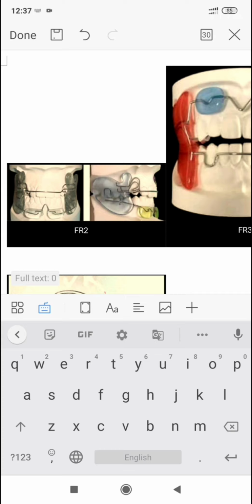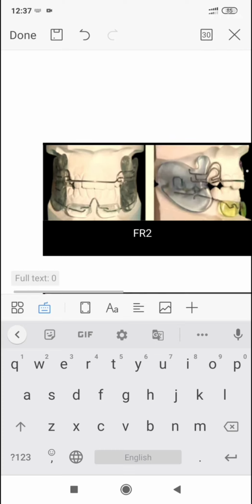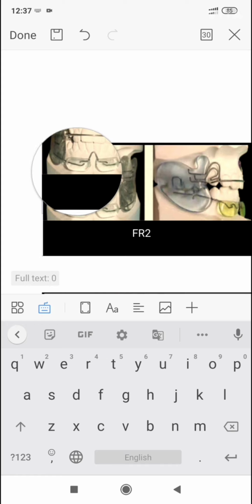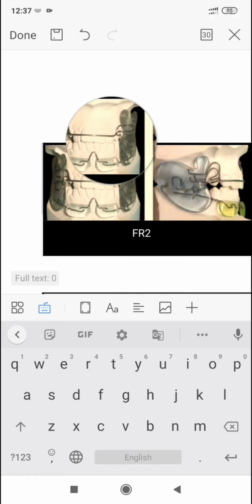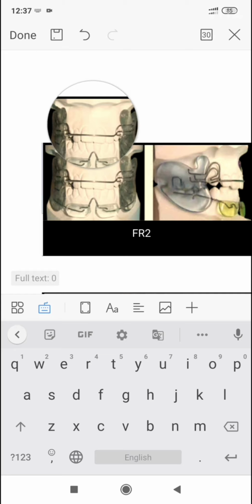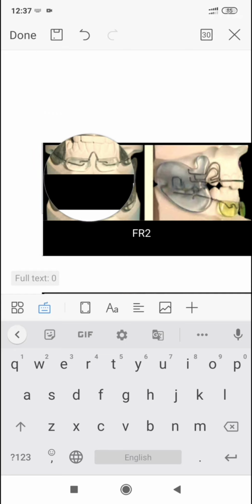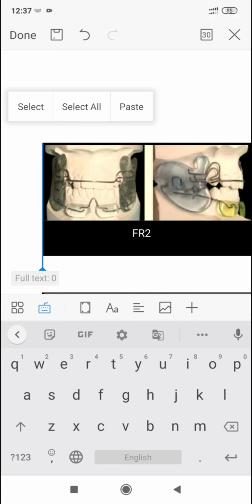So this is the FR2 appliance. Lip pads are present in the mandibular arch. Because the lip pads are present in the mandibular arch, it causes bone deposition in this area, right? So it is used for definitely class 2 div 1 and div 2 malocclusion.